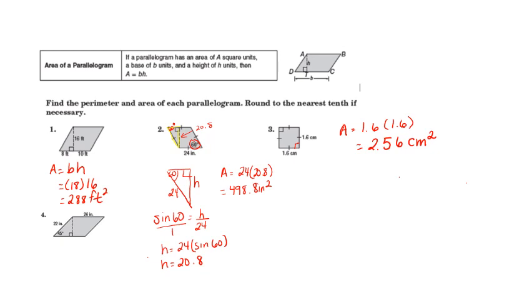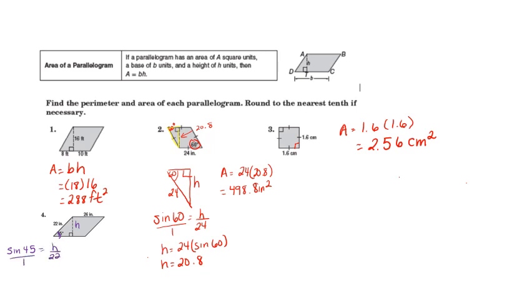All right, let's look at number 4. So number 4, again, they give us the base, but they don't give us the height. We're going to use a right triangle. So again, we're trying to find this height. Here's the angle they give us. They label the hypotenuse. That's opposite. So it's going to be sine of 45, opposite over hypotenuse.